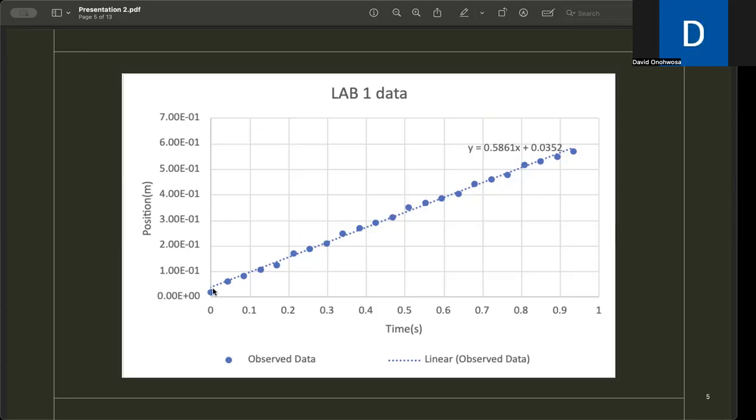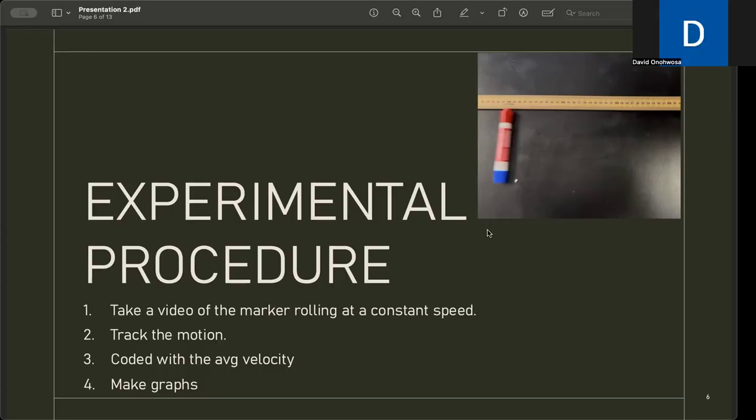Yeah, so here's our raw data. As you can see, the line is pretty straight, so we have a relatively constant motion. And yeah, our experimental procedure. First we took a video of us rolling this marker at constant speed. We used the tracker app to track the motion through different points in the video. And then we coded using the average velocity and made our graphs.